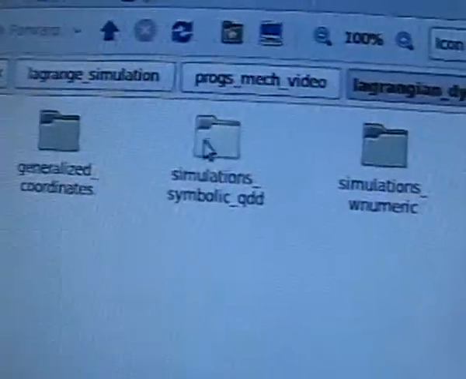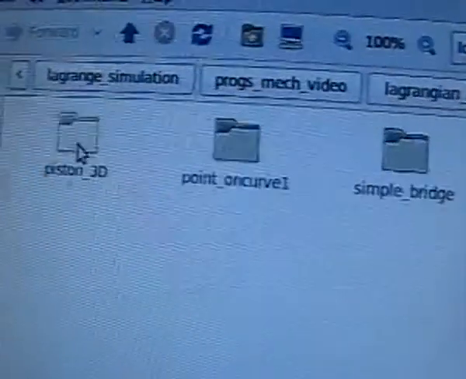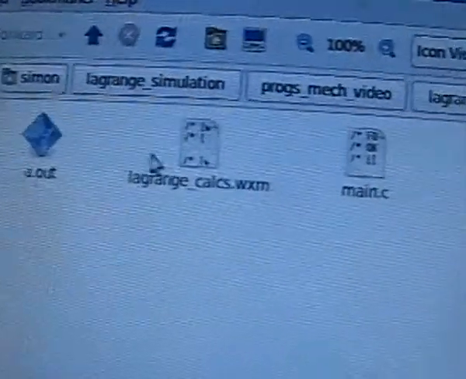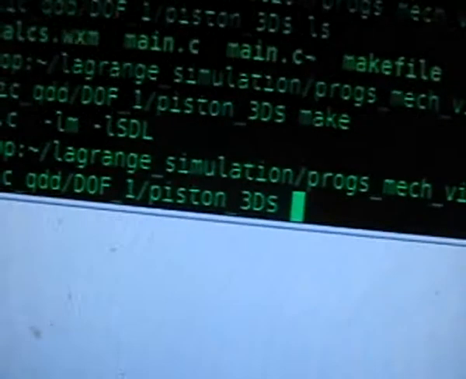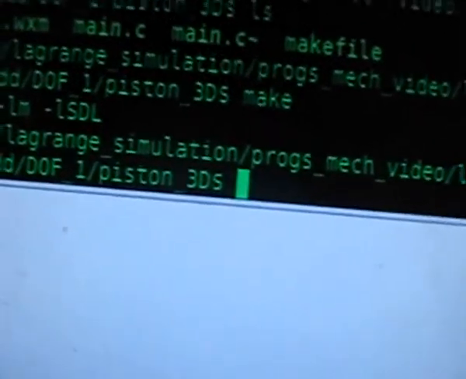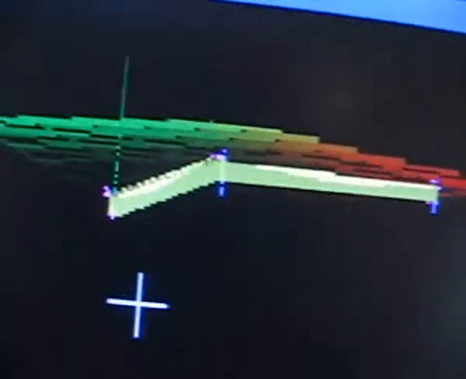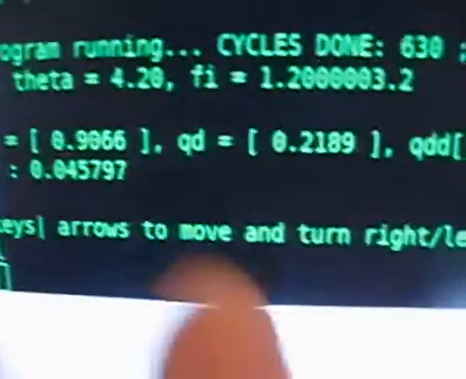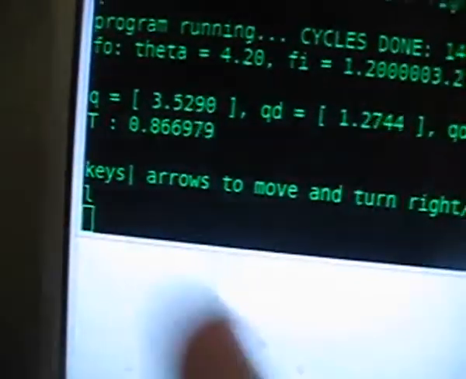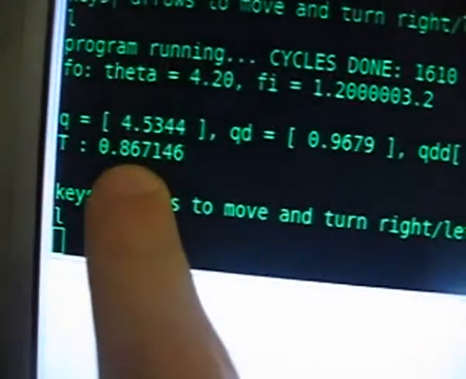We now progress to the piston case, so simulations QDD, 1 degree of freedom, piston 3D, run the simulate, it compiles correctly and everything, it has 3D graphics but doesn't use OpenGL, of course, I wrote that routine. Okay, look at the kinetic energy, it's constant. Let's give more velocity to it so that we raise the energy level here. It's not too high and not too low.